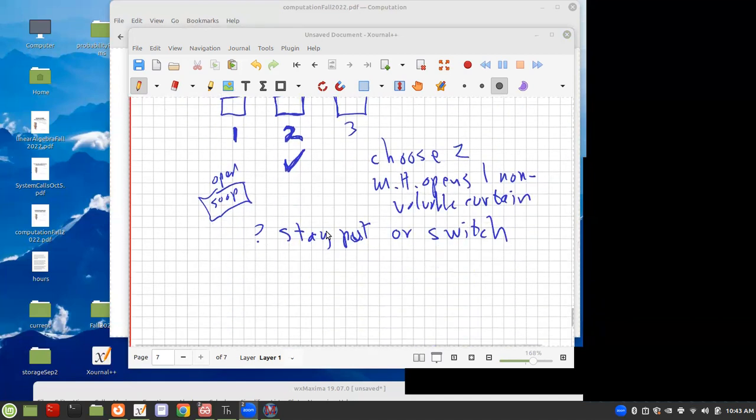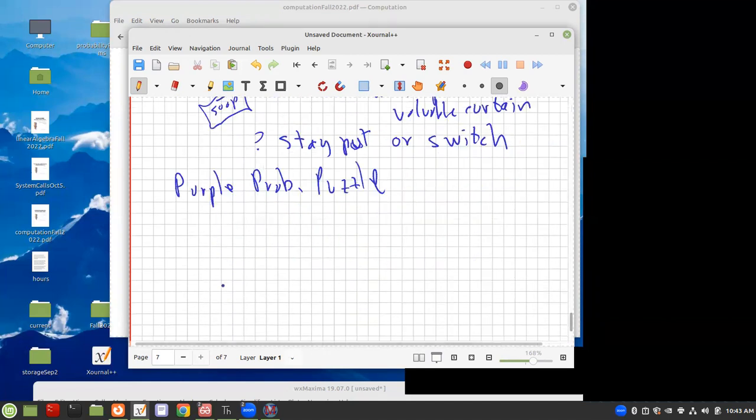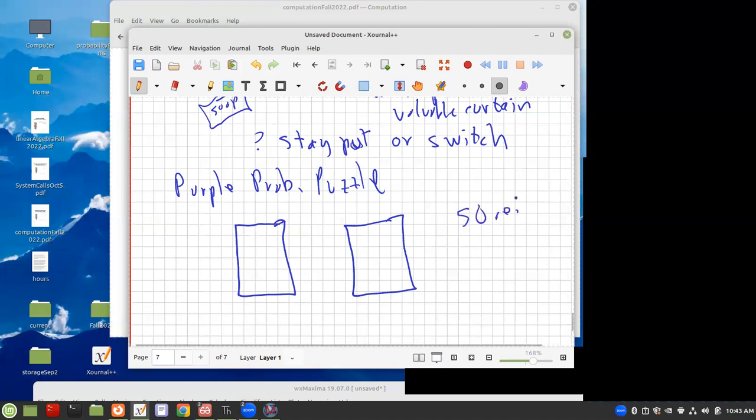And the second one, at the end of the chapter, is something called the purple probability puzzle. And this again involves what are called conditional probabilities. And so what is this? Well, you have 2 jars, and the experiment that you're going to carry out is, first of all, you have 50, I think, red and 50 purple marbles. And the idea is you can distribute them any way you want.